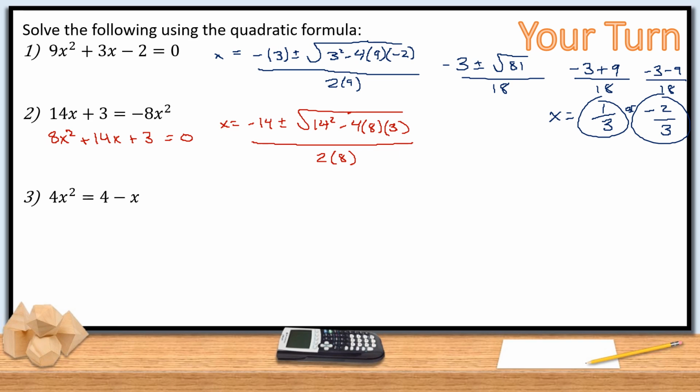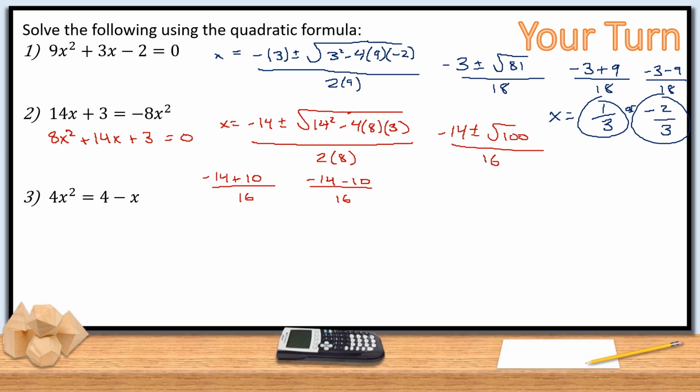All right, so 14 squared is 196, and 4 times 8 times 3 is 96. So 196 minus 96 is 100. So it's going to be minus 14 plus or minus root 100 all over 16. And root 100 is 10, so this is going to work out nicely for us. So it's going to be minus 14 plus 10 all over 16, and minus 14 minus 10 all over 16.